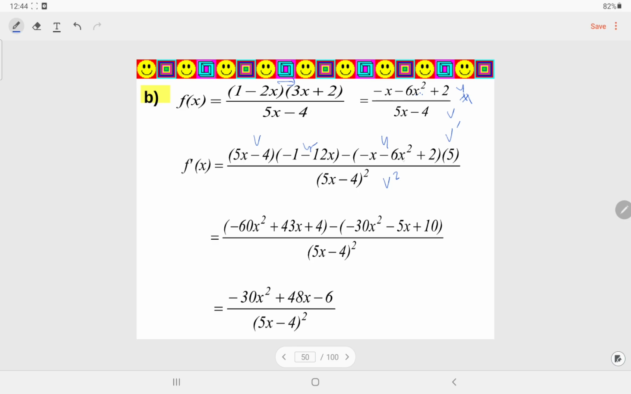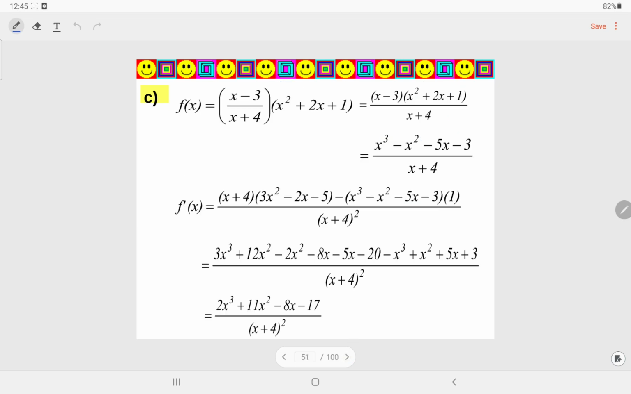The same thing goes to this one. So u v prime, so you need to differentiate 5x minus 4, so you get 5. And then we can get this one. And then you solve this one, we can get the final answer. Okay, C, we need to expand to get in the form like this. Okay, which is, this is u, this is v. The formula v u prime minus u v prime over v squared. So we get this one, and then the final answer.